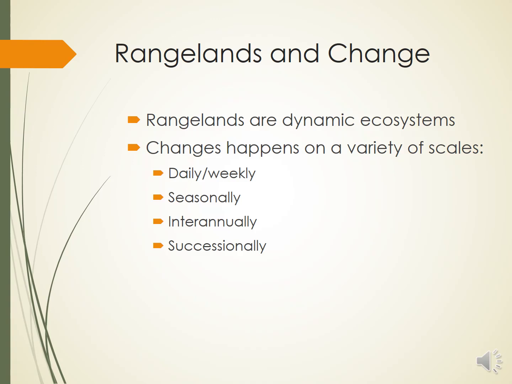We can also have interannual changes, and probably the best example would be differences in the plant community that might appear on the landscape as a result of differences in precipitation from year to year. And if we're talking about the longest time scale, we're going to be talking about successional changes.